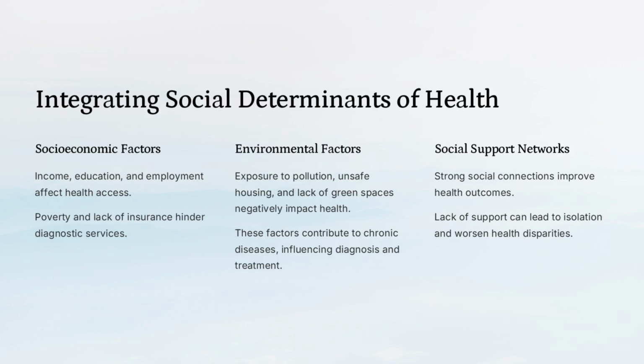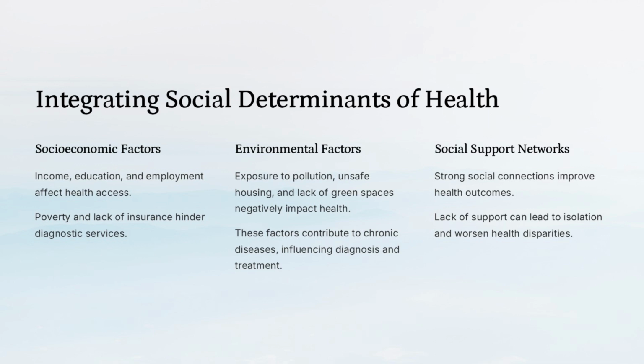Social determinants of health are the conditions in which people are born, grow, live, work, and age that shape their overall health and well-being. Socioeconomic factors like income, education, and employment can affect access to healthcare and preventive services. Poverty and lack of insurance can hinder people's ability to get diagnosed and treated.